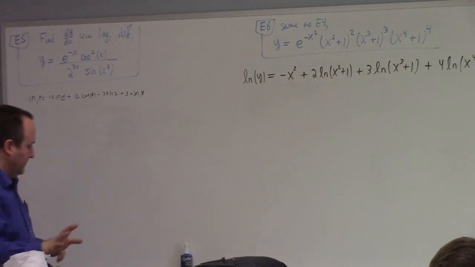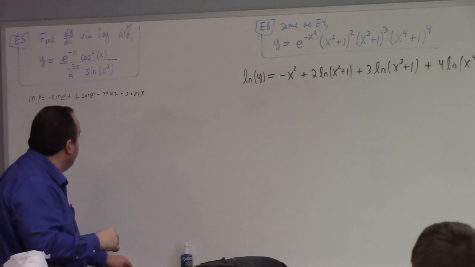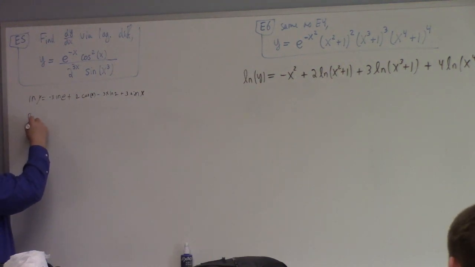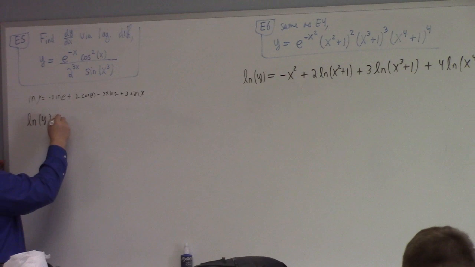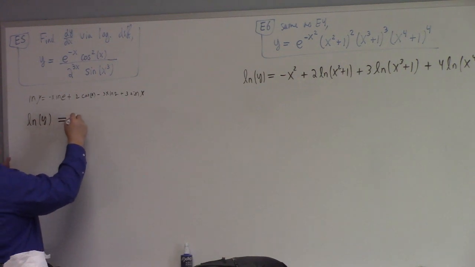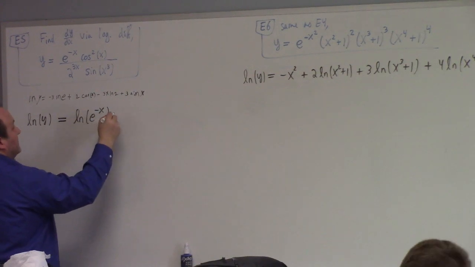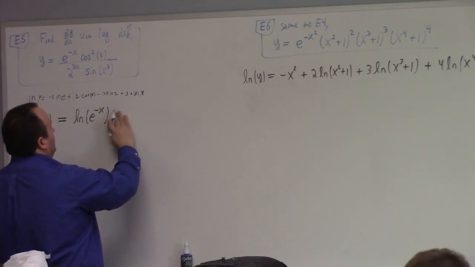All right, so let me fix this up here. So we take the natural log of y. That's fine. You got that. And I'm going to include one extra step in here just to emphasize what's going on. Natural log of e to the minus x. Great.